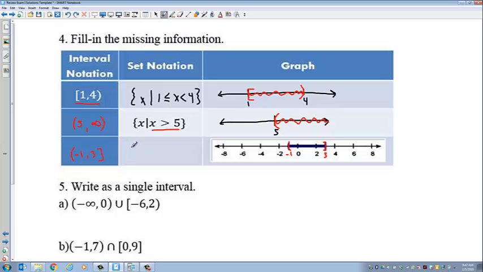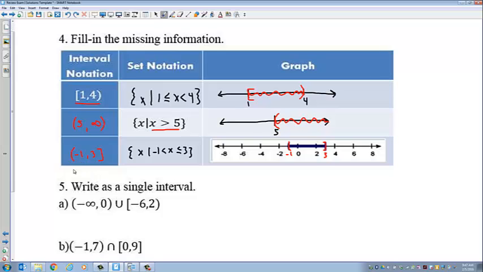Down here, again, you can copy down the overall structure like that, and so it's going to be x such that -1 is less than x, then is less than or equal to 3. Remember, less than or equal to because you have a closed bracket, less than because you have a parenthesis.